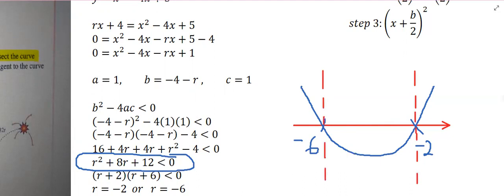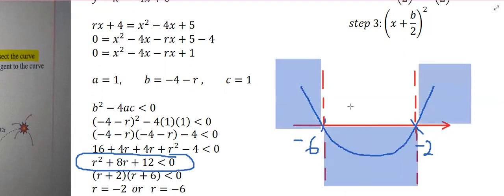Basically, we have 3 parts. One is here, one is here, and one is here. Okay, 1, 2, 3. Okay, please take note. If the sign says greater than 0, I need to shade this part and this part, the top part.